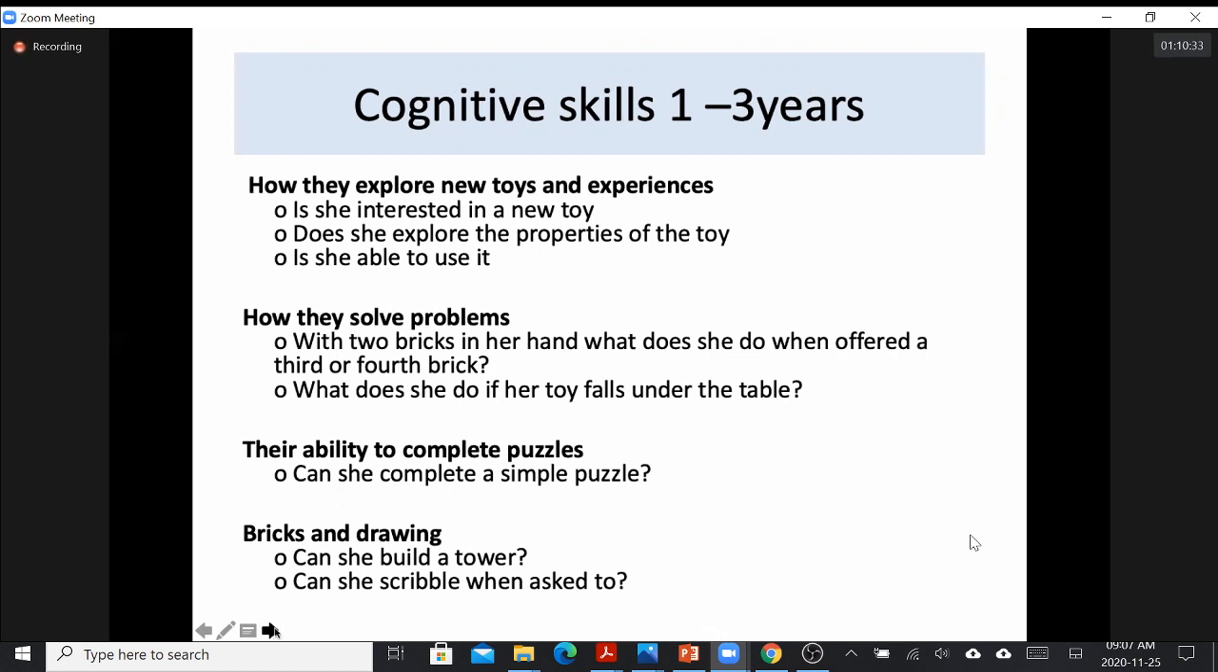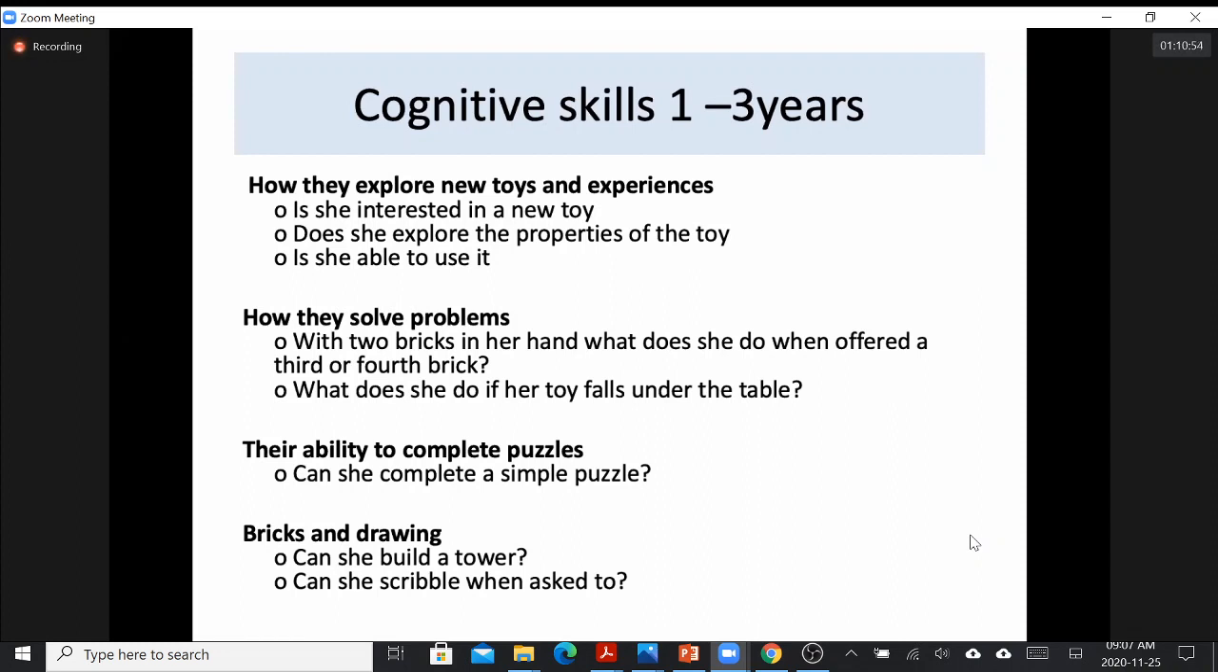Right? So moving on to cognitive skills at 1 to 3 years, right? We are looking at how they explore new toys and experiences. Does the child explore the toys? Do they use it? Can they solve problems? When 2 bricks are offered, do they know that they can pick up with either hand? And how can they collect a 3rd brick?